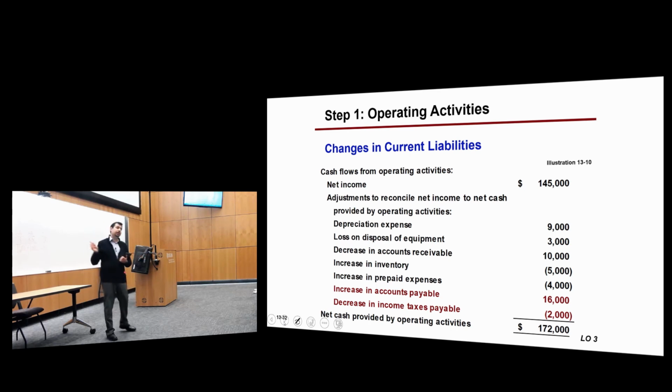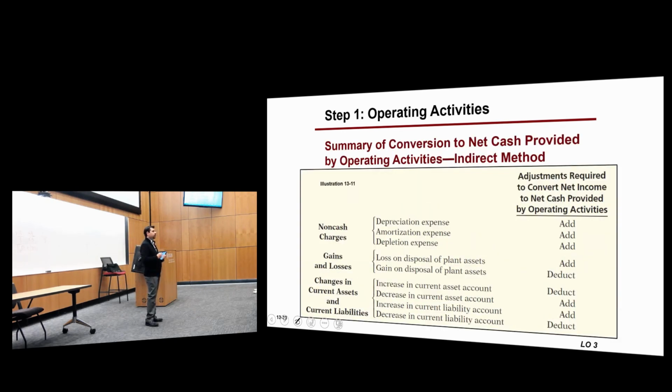You see this table here? If you understand it and you know this table, you will get the operating activities section of the statement of cash flows correct. That's the table that you will need to understand. This is the summary. You have 3 steps in this part. First, start with all non-cash charges. Depreciation, depletion expense, amortization expense, etc. You add them back. So you add back those non-cash charges.